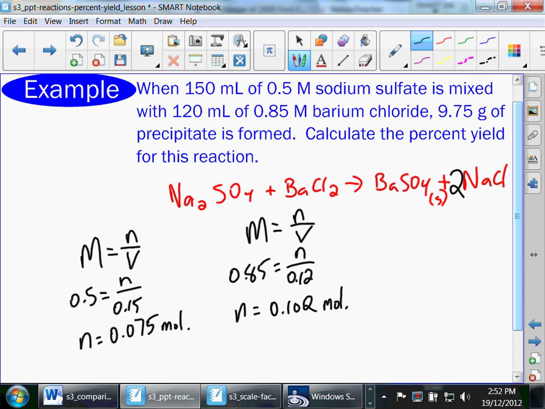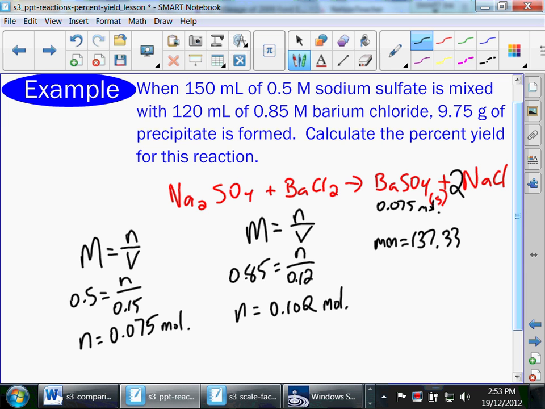So we've got a 1-to-1 molar ratio. So if we have 0.075 moles of this, that also means that we should get 0.075 moles of this because the ratio is 1-to-1. So we know how many moles of barium sulfate we're going to get. So we just have to multiply that by the molar mass to figure out how many grams of precipitate we have. So for barium sulfate, barium weighs how much? Dropping everything today. Barium weighs 137.33.